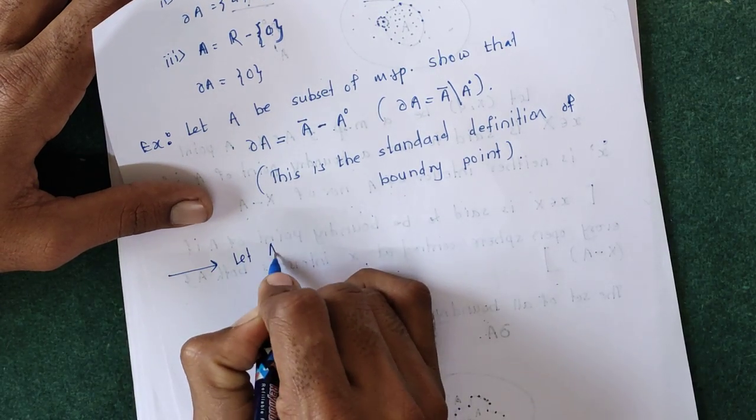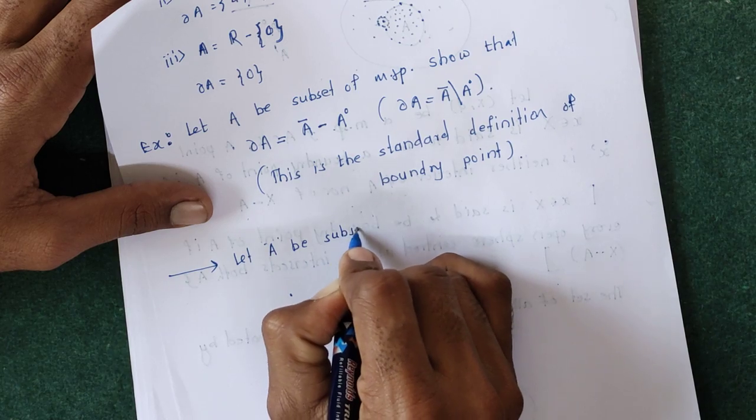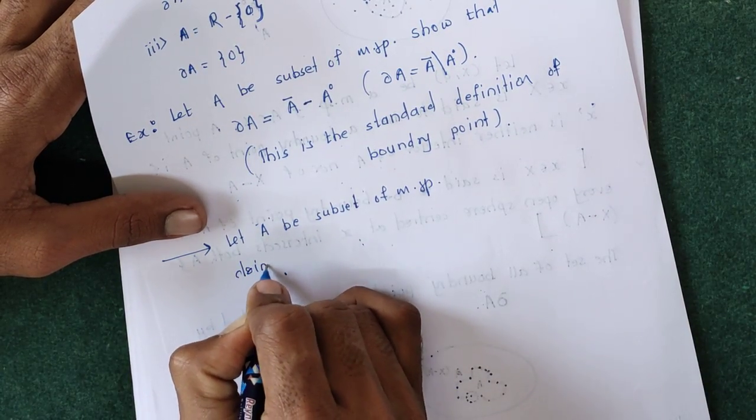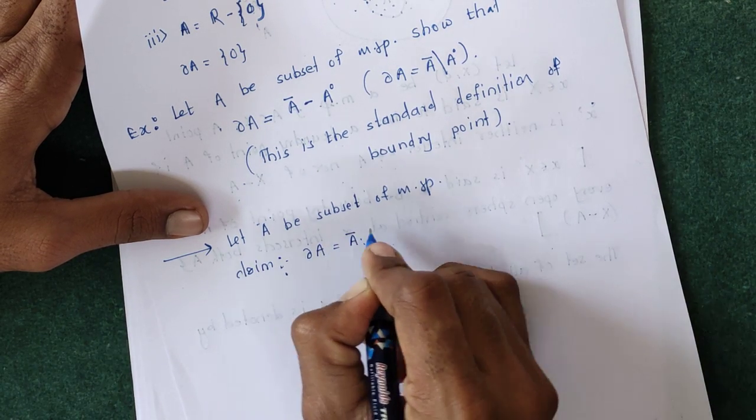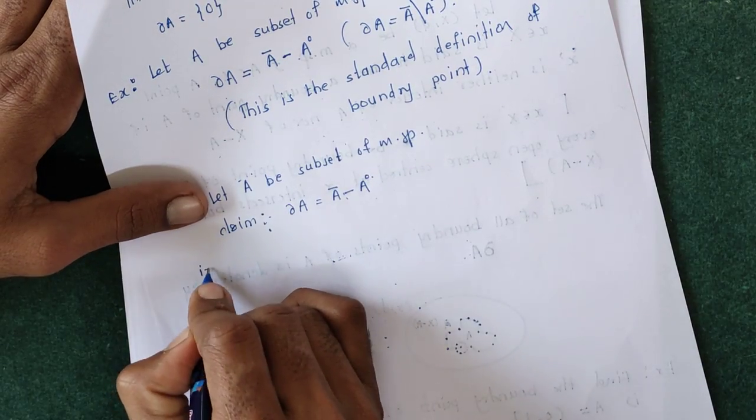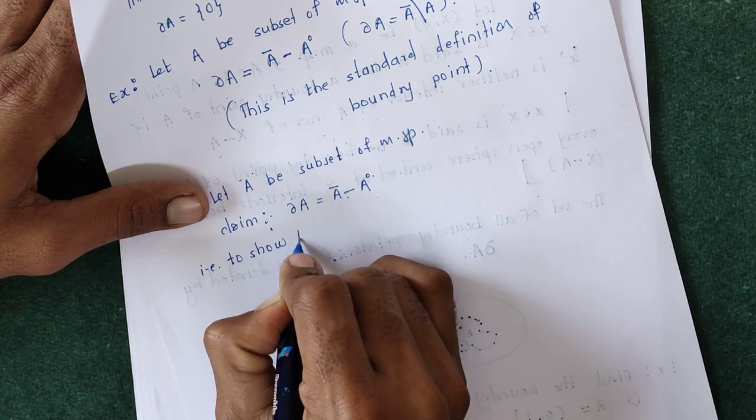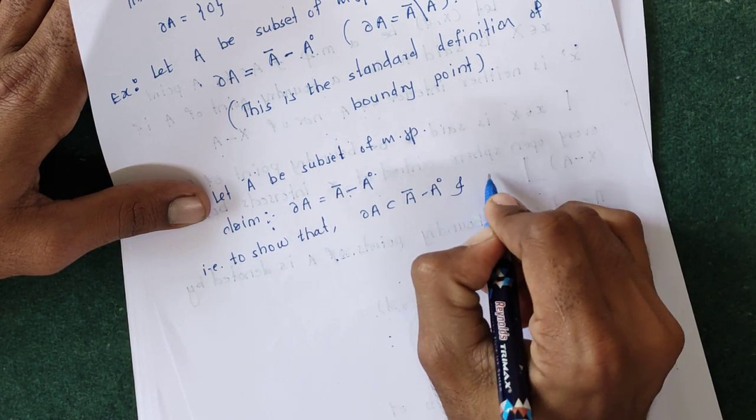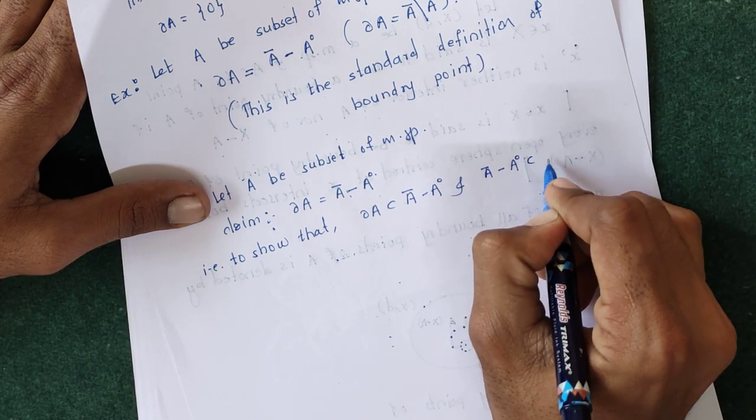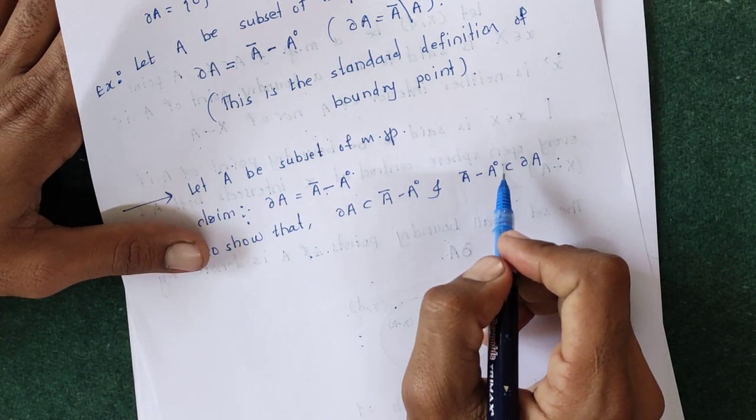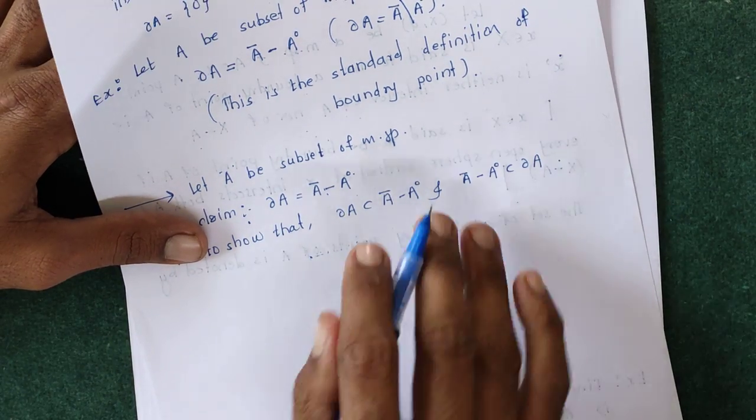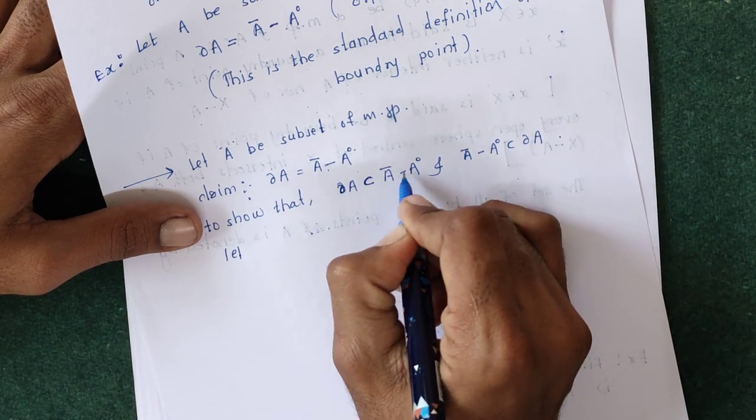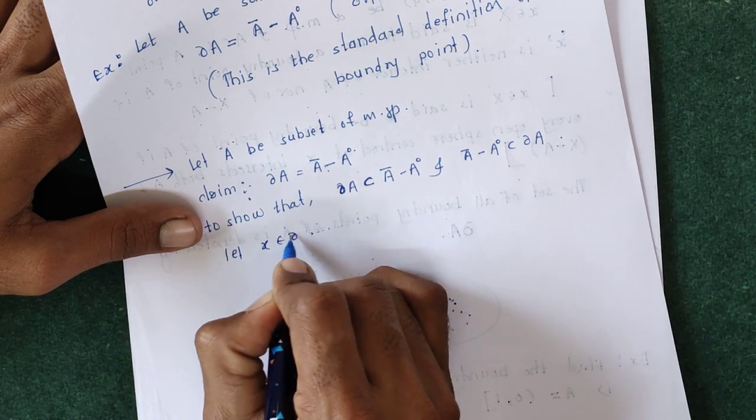Now here we are given that A is a subset of a metric space. Our claim is ∂A is equal to A closure minus A interior. That is, we have to show that ∂A is contained in A closure minus A interior, and this A closure minus A interior is also a subset of ∂A. Now to prove these two relations, first of all we will prove ∂A is a subset of A closure minus A interior. Let us know how to show such inclusions. We take an arbitrary element of ∂A and prove that element is also from A closure minus A interior. Let x belong to ∂A.